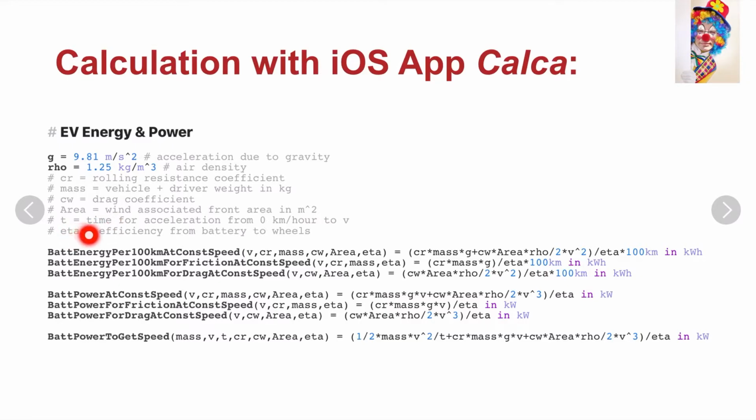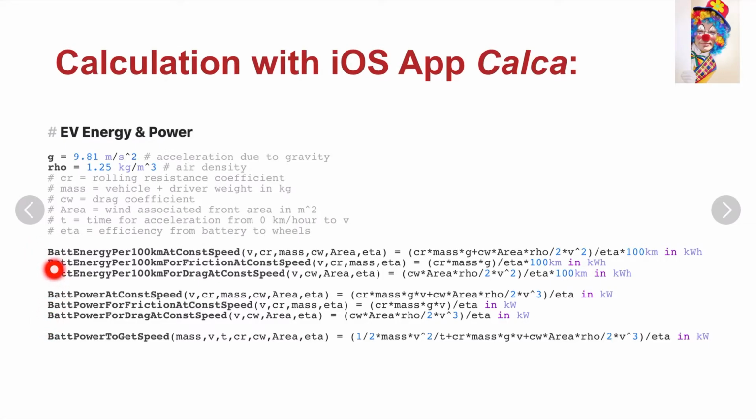Then I have the parameter t. This shall be the time for the acceleration from 0 speed to a defined speed in kilometer per hour. And then I have eta, because we have no perfect conditions, and therefore we need an efficiency factor from the battery to the wheels, or from the battery to the tires. And what you are seeing here are 7 equations.